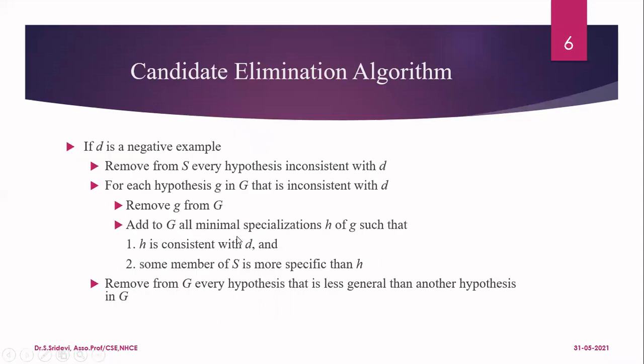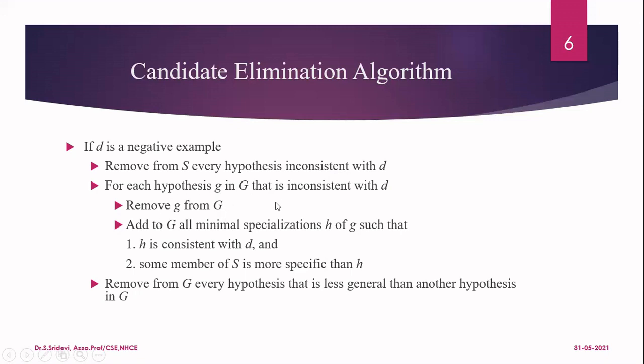Now let's see what is going to happen when we encounter a negative training example. So if the given example D is a negative example, first we have to proceed with the specific boundary. From the specific boundary S, we are going to remove every hypothesis that is inconsistent with the given training example. And after that, for every hypothesis G in the general boundary which is inconsistent with the given training example, we are going to do the following operations.